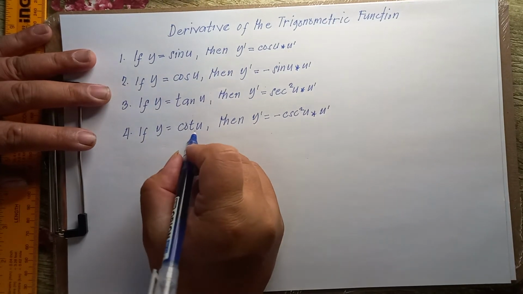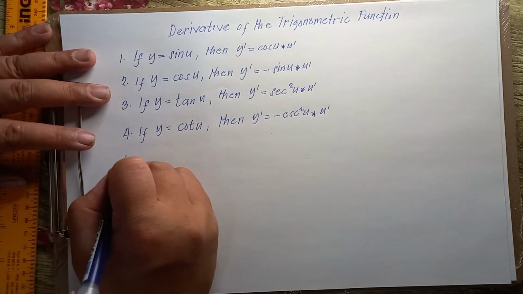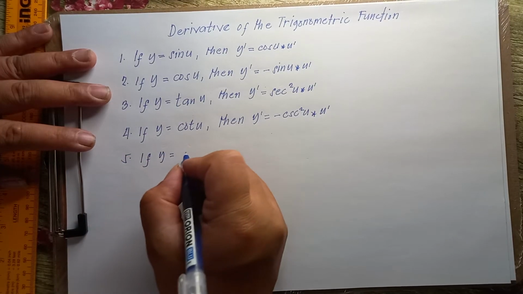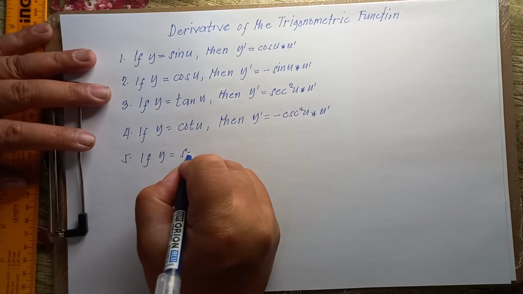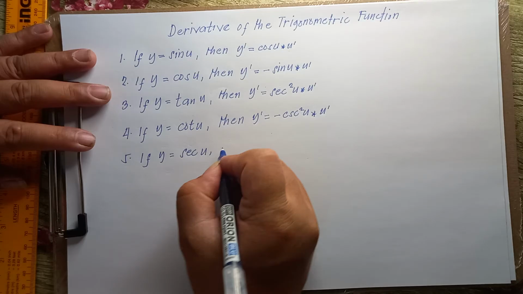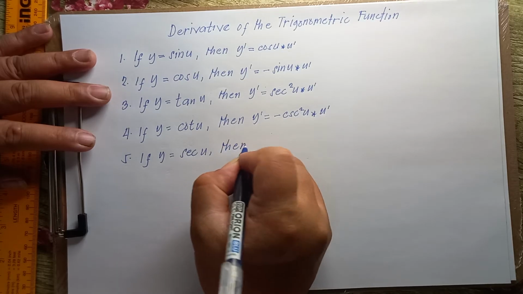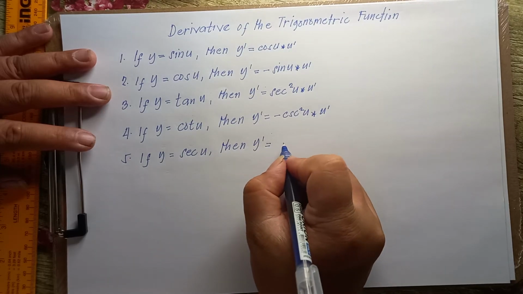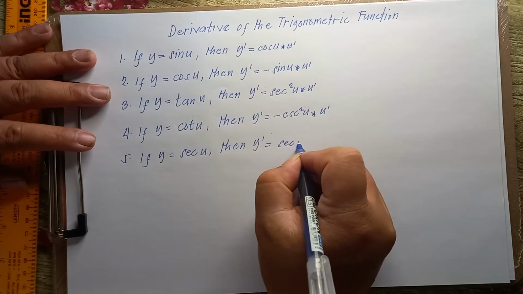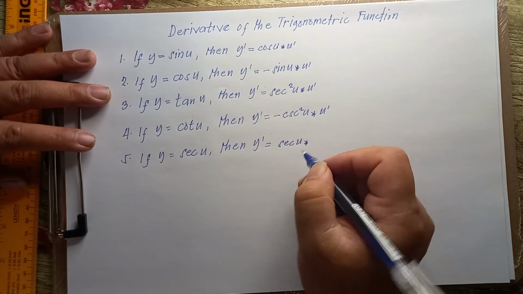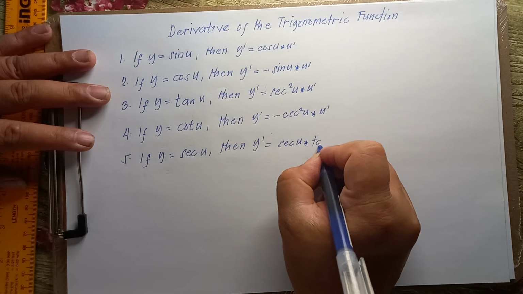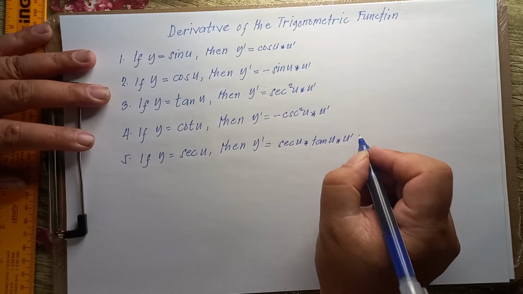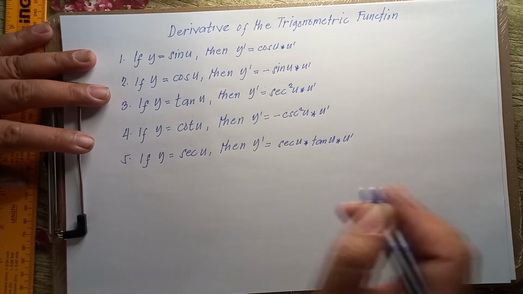Okay, what is your u? This one. Next, number 5. If our y is defined by secant u, then its derivative, which is y prime, is the same as secant u times tangent u times the derivative of u, which is u prime.